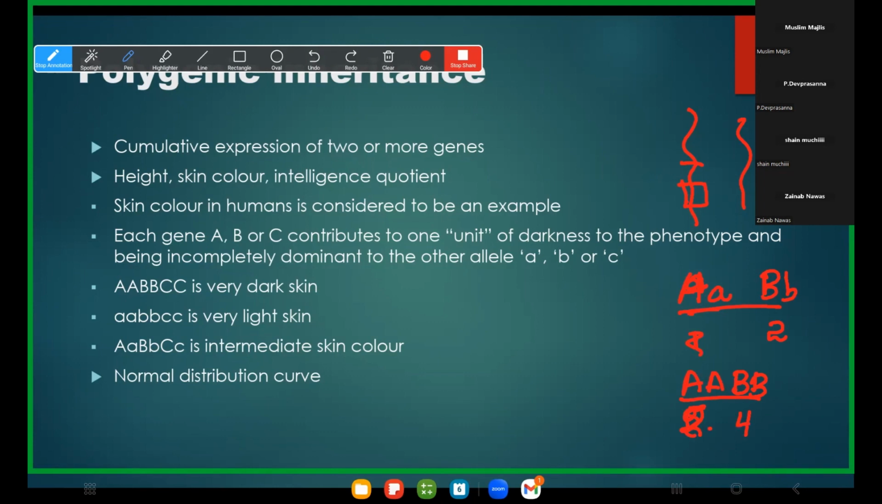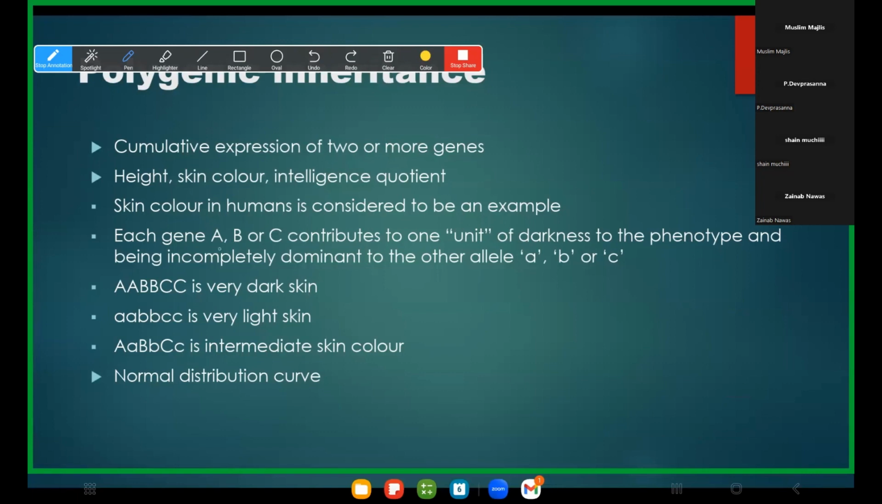So this can be expressed with the aid of skin tone. Here, each gene A, B, or C contributes one unit of darkness to the phenotype, being incompletely dominant to the other alleles.